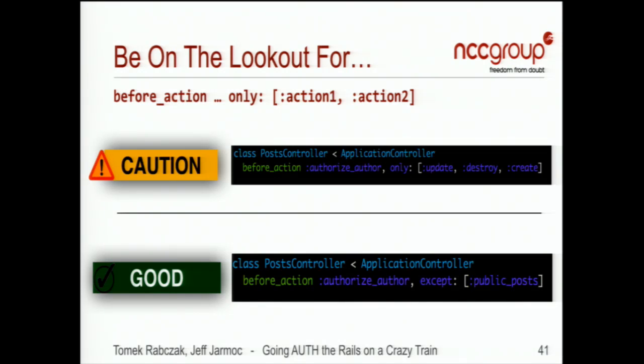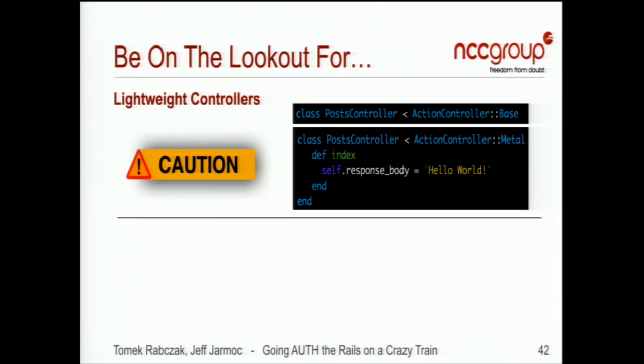We prefer to use the kind of except. This is going to say, by default, run it on every single action in the post controller, except for this method. And so if we go back to that scenario, a developer adds a new controller action, it's going to throw an error by default. So it's going to force them to look into this before action and see whether or not they actually need to run it.